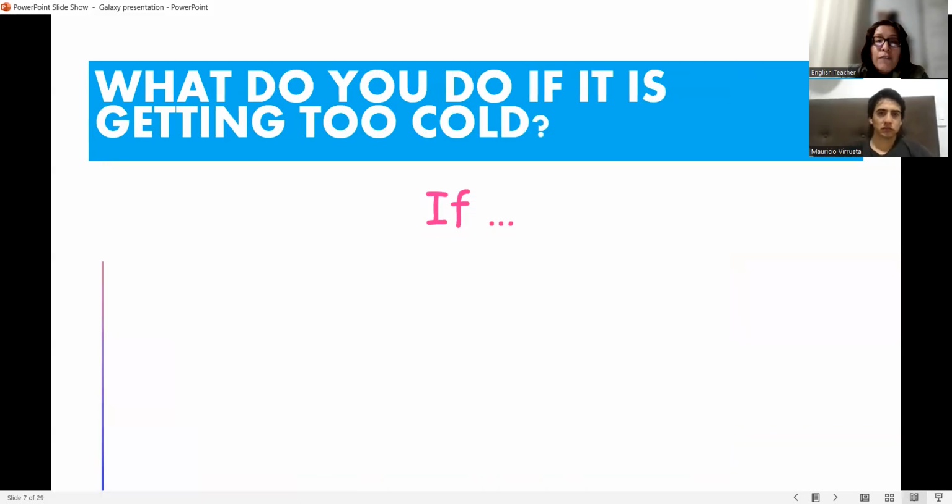What do you do if it's getting too cold? If it's getting too cold, I put on a sweater. So this is the zero conditional. Remember, the idea is not that you say zero first, the idea is that you know when to use it. So in my case, if it's getting too cold, I always drink something hot, especially coffee. That is the rule for me.